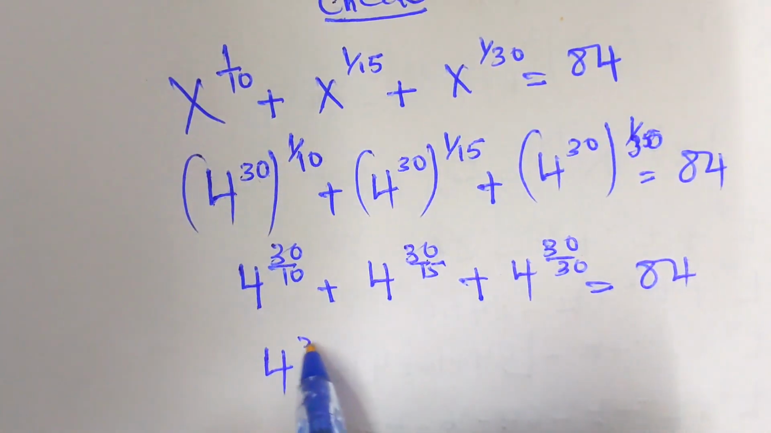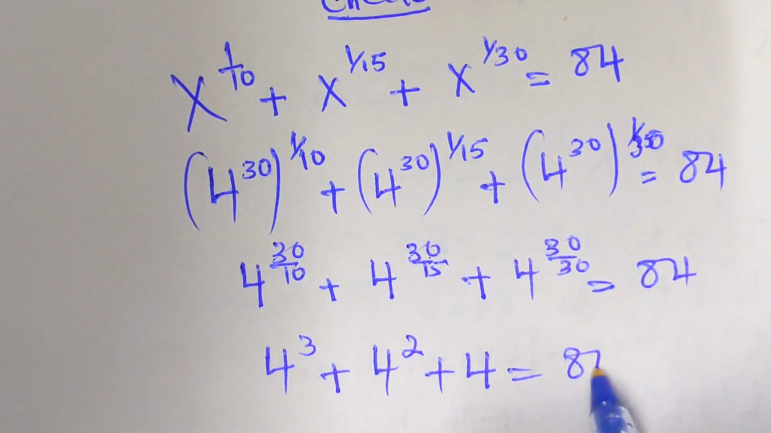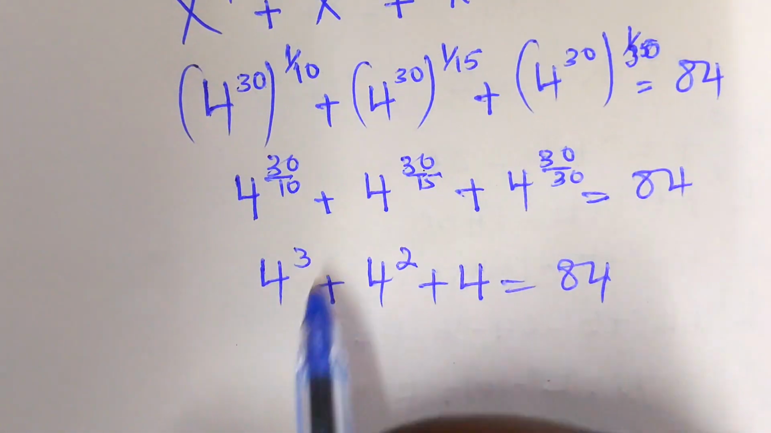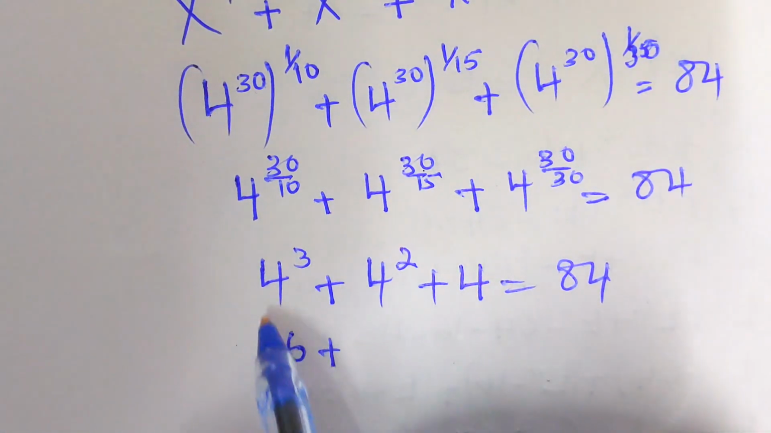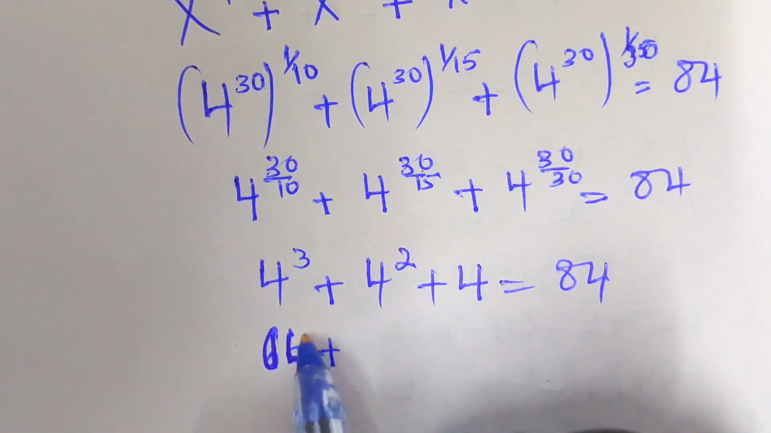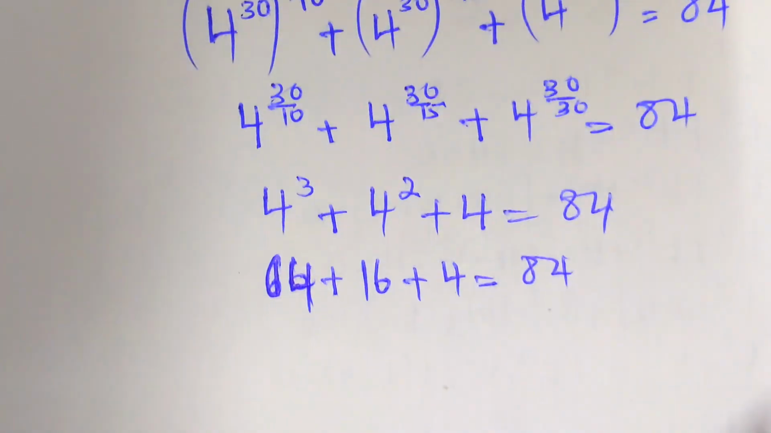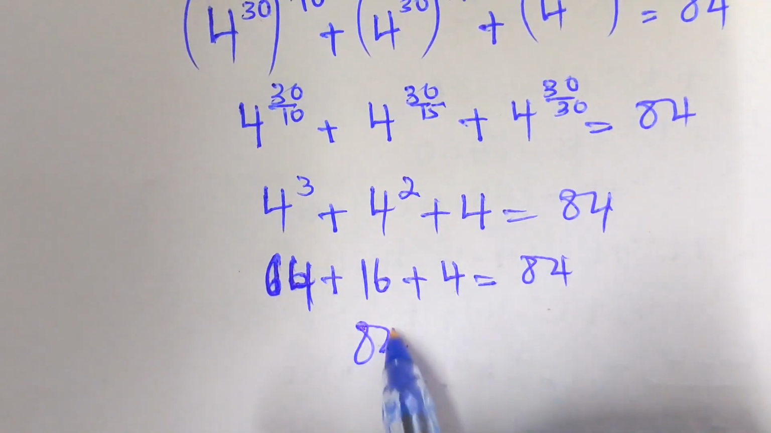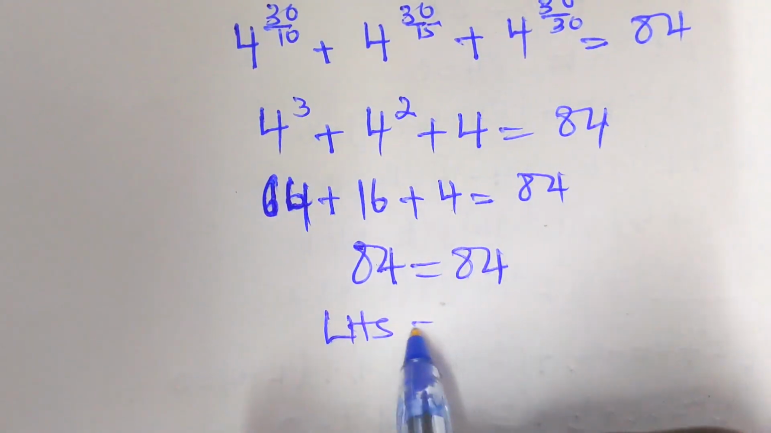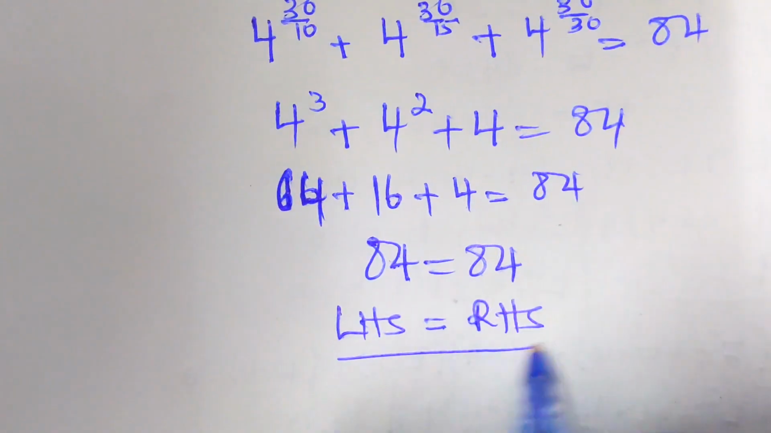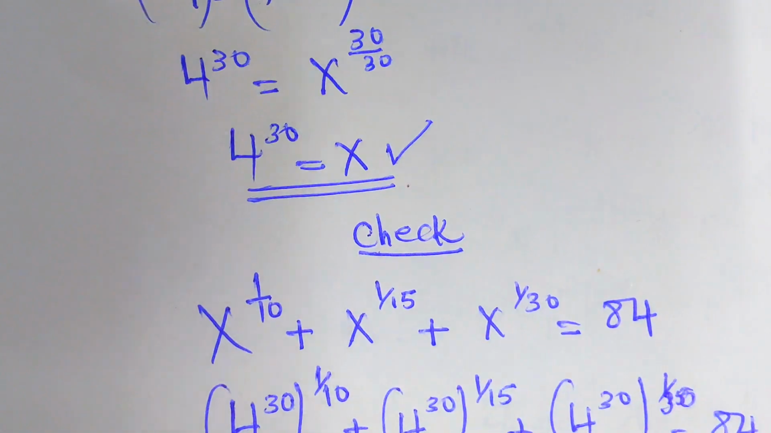This is equal to 4^3 + 4^2 + 4 = 84. And 4^3 is equal to 64, plus 16, plus 4 equals 84. So 84 equals 84. Then the left hand side equals the right hand side, which means that our value of x is equal to 4^30.